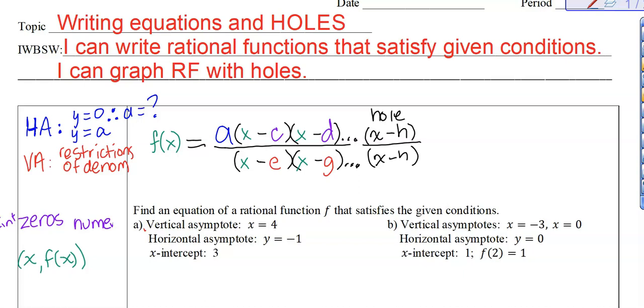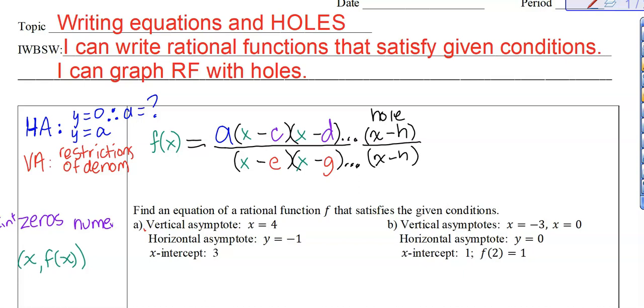Okay, so your instructional objective: you can write rational functions that satisfy given conditions. Like I said, we'll be working backwards to make that happen. We've done this before. And I can write rational functions. I can graph rational functions with holes. So let's start off with writing some functions.